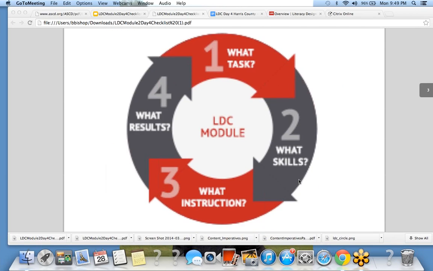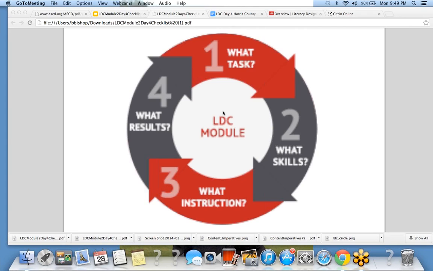Here's a reminder that the components of the LDC module are quite simply to identify the task, identify the skills, identify what additional direct instruction you want to provide for all students, or in this case for your different tiered groups, and then to consider what results you would want for them, whether everyone was going to have the same rubric or whether you were going to decide to alter the given rubric in some way for the gifted learner.